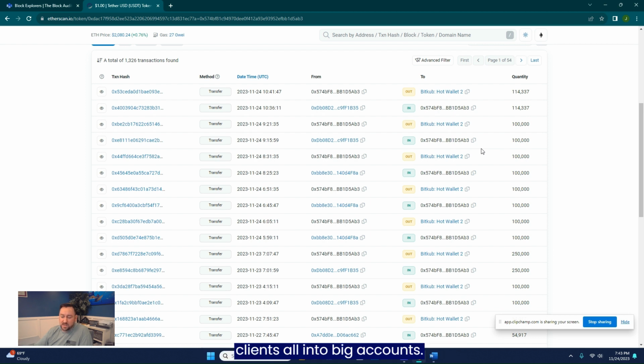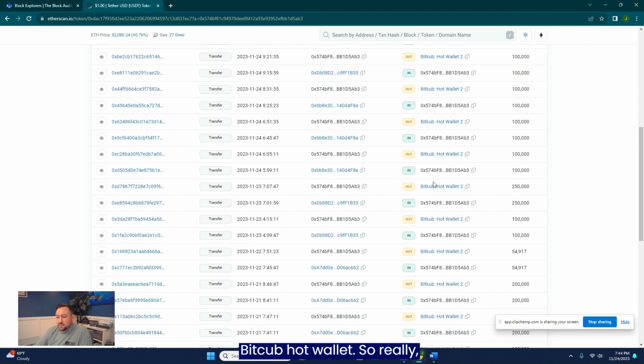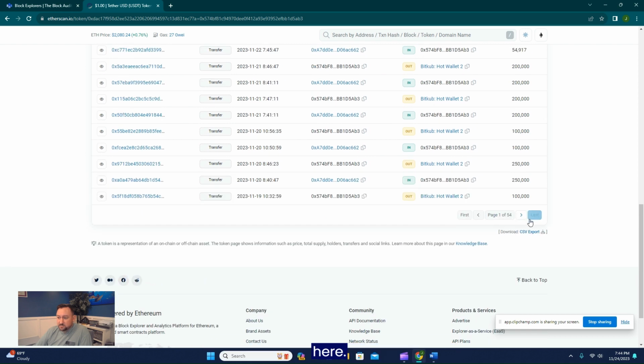all into big accounts. So right off the bat, I can say, you know what, this wallet that we're in is a hosted BitCub wallet, because every time there's a deposit, it clears out and the exact same amount goes to the BitCub hot wallet. So really, there's no need to even follow it beyond here. There's a bunch of transactions here.